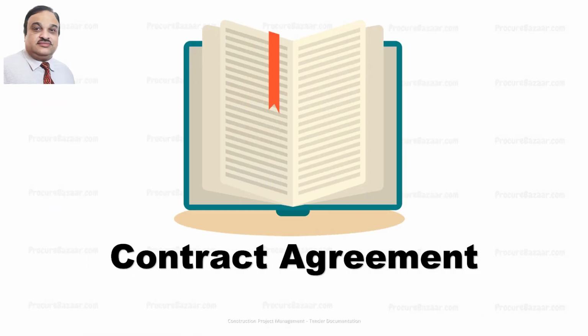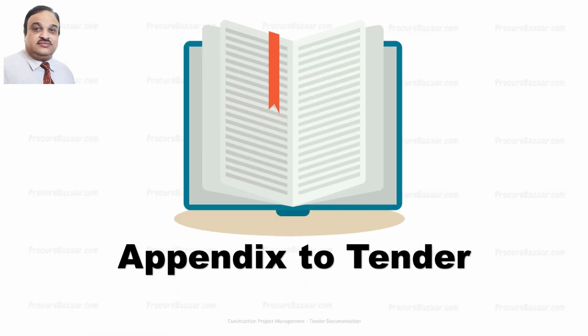Part 1 being contract agreement, that sets out the principal legal relationship between the parties to the construction project, determining the allocation of risk and consequently price. Part 2, appendix to tender, that are the completed pages appended to the acknowledgement of contract.